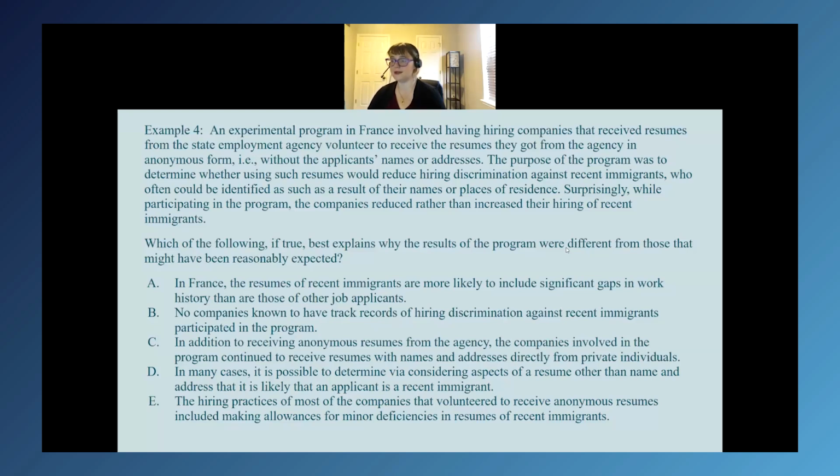And E, the hiring practices of most of the companies that volunteered to receive anonymous resumes included making allowances for minor deficiencies in resumes of recent immigrants.